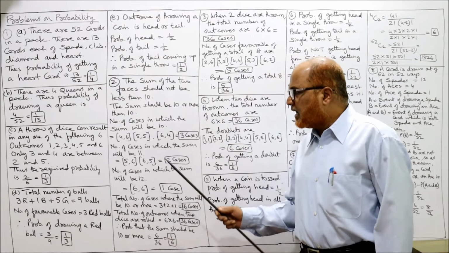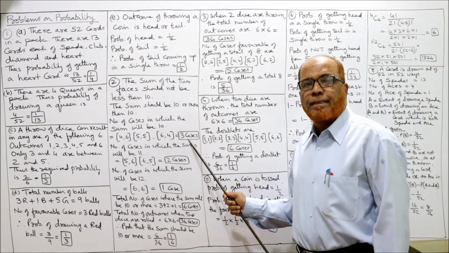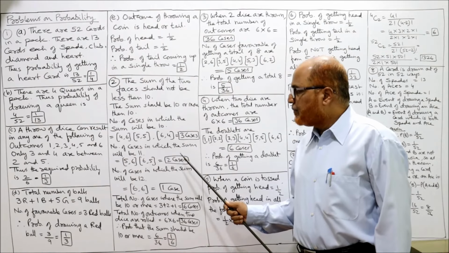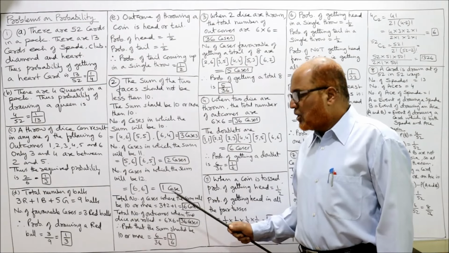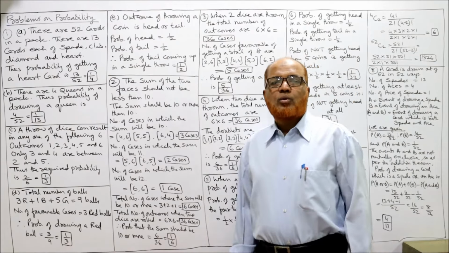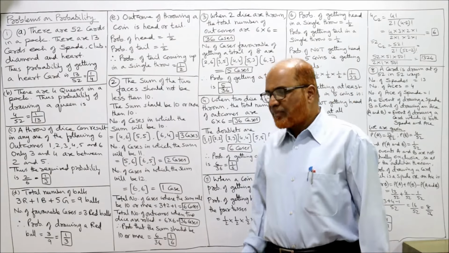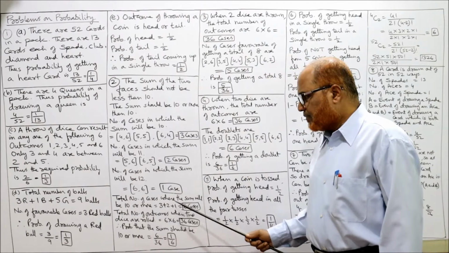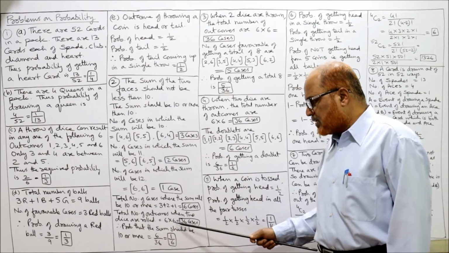First of all, how many cases are there for 10? 3 cases are there where the sum will be 10. How many cases where the sum will be 11? 2 cases. How many cases where the sum will be 12? 1 case. So total 3 plus 2 plus 1, 6 cases. So in 2 dice there can be 6 cases where the sum will be 10, 11, 12. Total number of outcomes where 2 dice are rolled, 6 into 6, 36.